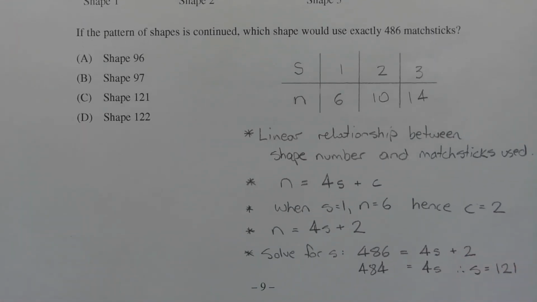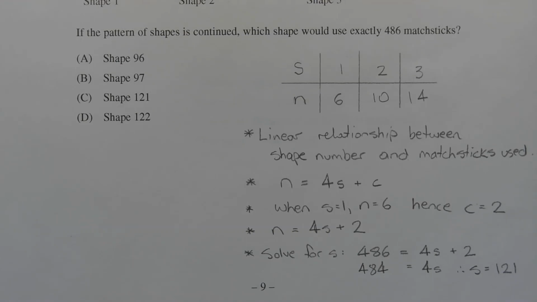So the next thing we need to find is the value of the constant C, which represents the y-intercept if this equation was graphed. And we can use any column of the table to find the value of C. We know that when S equals 1, N is equal to 6. So if I substitute S equals 1 here, we know that N must equal 6. So 4 times 1 is 4. So what do I need to add to 4 to make this 6? And we know that C must be 2. So the equation now is N is equal to 4S plus 2.